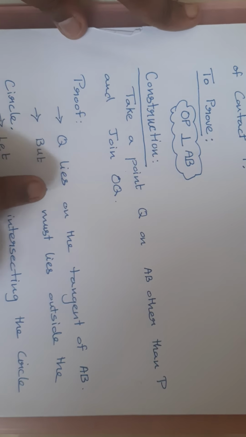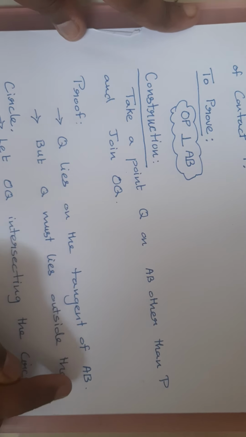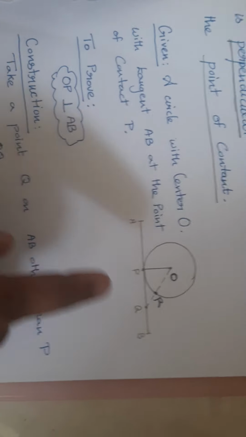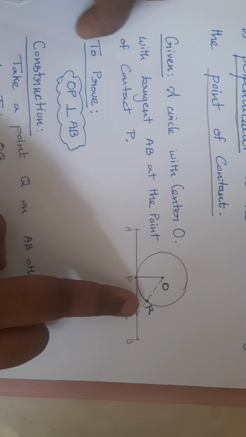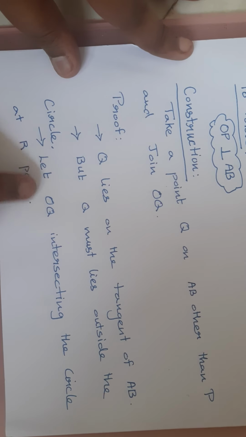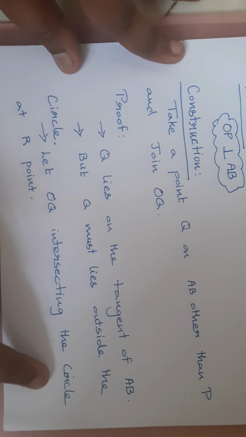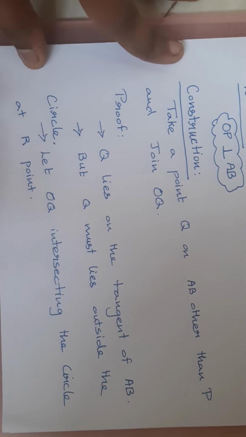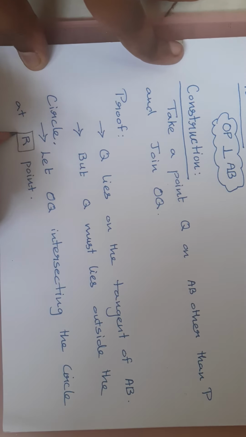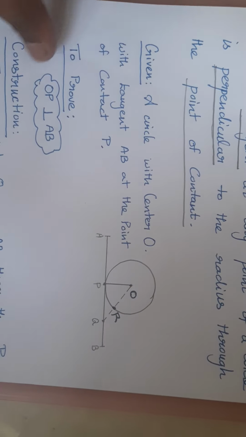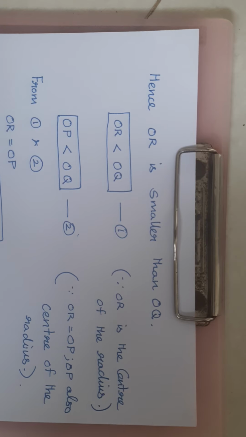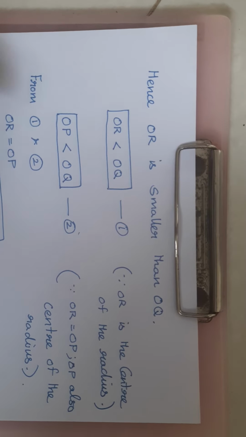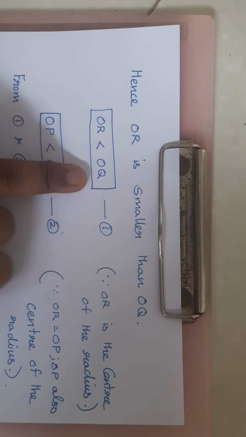Proof. Q lies on the tangent AB, but Q must lie outside the circle. So let OQ intersect the circle at the point R. Hence, OR is smaller than OQ. Therefore, we can say OR is less than OQ.